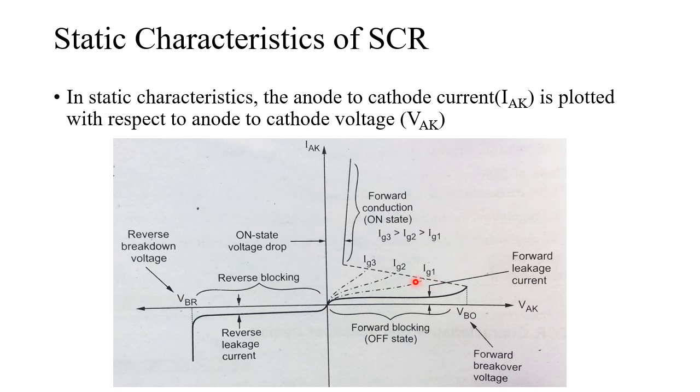IG1 is gate current 1, IG2 is gate current 2, IG3 is gate current 3. The higher the gate current, the shorter the turn-on time. You can see here IG1 is lower and it takes some time to turn on, whereas IG3 is a higher gate current and it takes a short time to turn on. This is the forward conduction state, and this drop is called the on-state voltage drop, because at this stage the SCR is turned on.